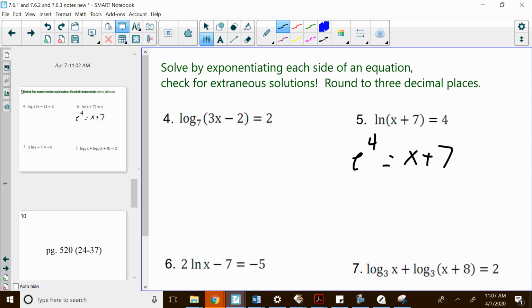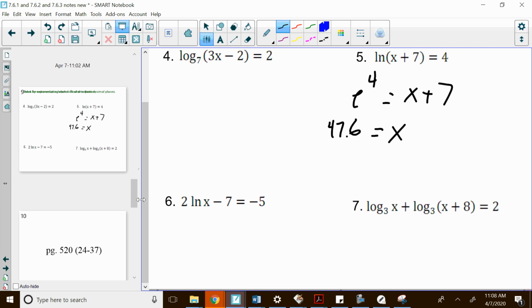Okay, and this calculator work. E to the 4th, e to the x. E to the 4th power is 54 point blah, blah, blah. Subtract 7, and you get x equaling 47.6, ish. Okay, and we're golden. We plug that in, and it's positive. Okay, down here, another natural log problem in number 6.